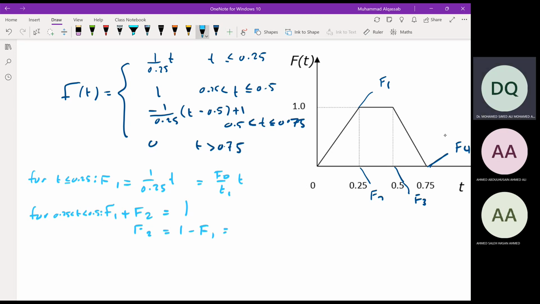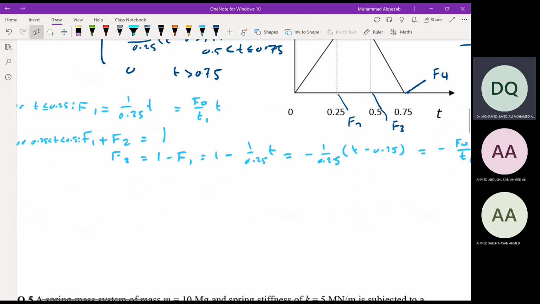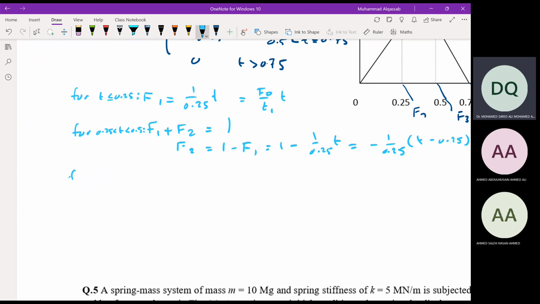Okay, which is equal to 1 minus 1 over 0.25 times t, and then you take minus 1 over 0.25 common. This will be t minus 0.25, which is in the form of minus f naught over t1, t minus t1, and you can find the solution to that.